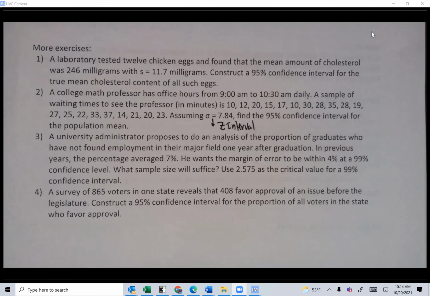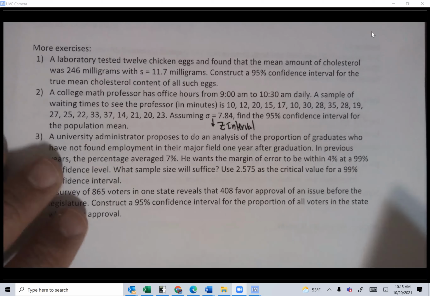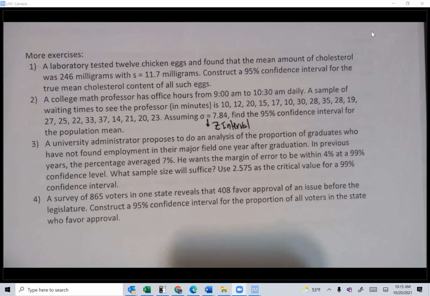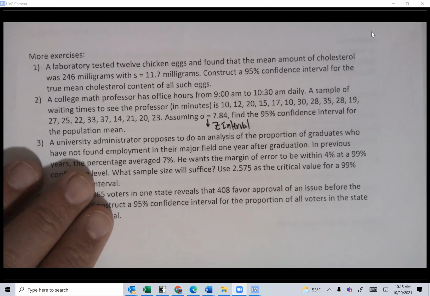Okay, let me pause for a second, guys, until you enter the data into L1. So if you can work with me and put the data in L1, then we'll come back to it in 1 minute.